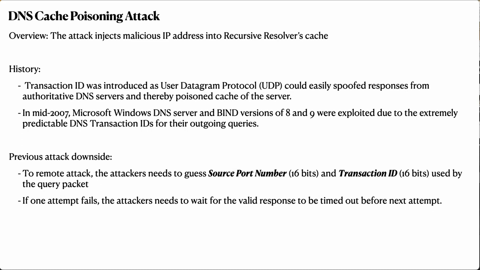their outgoing queries. Still, the previous attacks had the downside that, to attack remotely, the attackers need to guess the source port number and the transaction ID, which are both 16-bit integers used by the query packet. And if one attempt fails, the attackers need to wait for the valid response to time out before the next attempt.